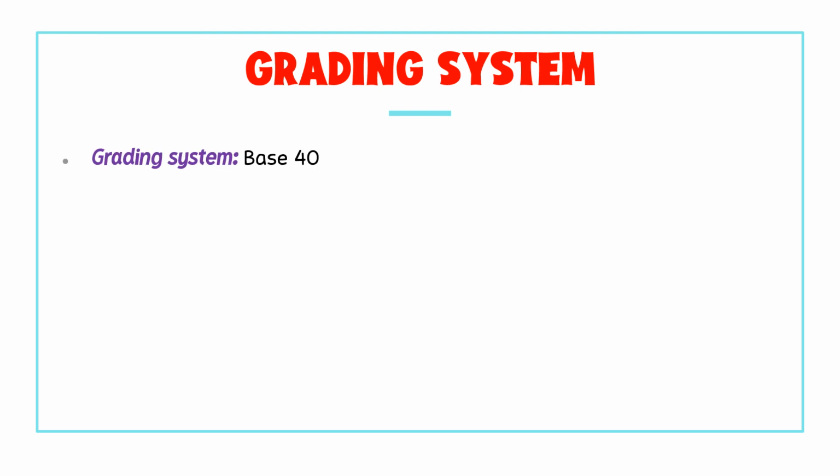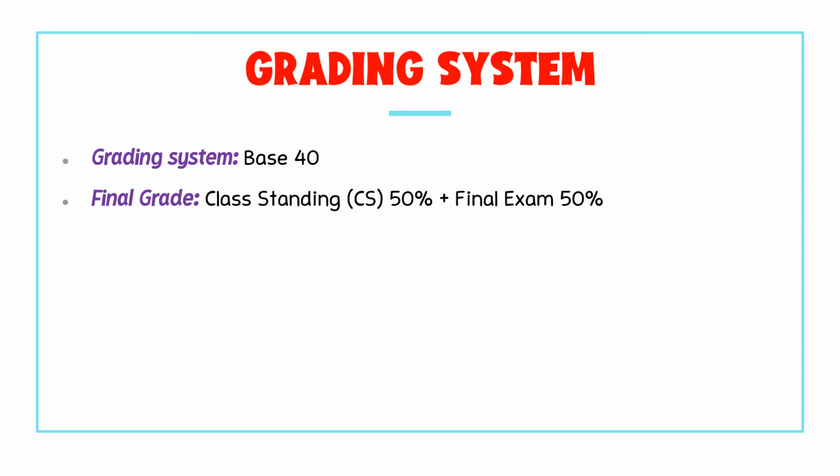Now, for the grading system, CPH Lab would be base 40. For your grade, we do not have 3 terms; it is only 2 terms for a summer class, midterm and final, but the only grade that will appear is your final grade. How do we compute that? Class standing is around 50% and the final exam is 50%.